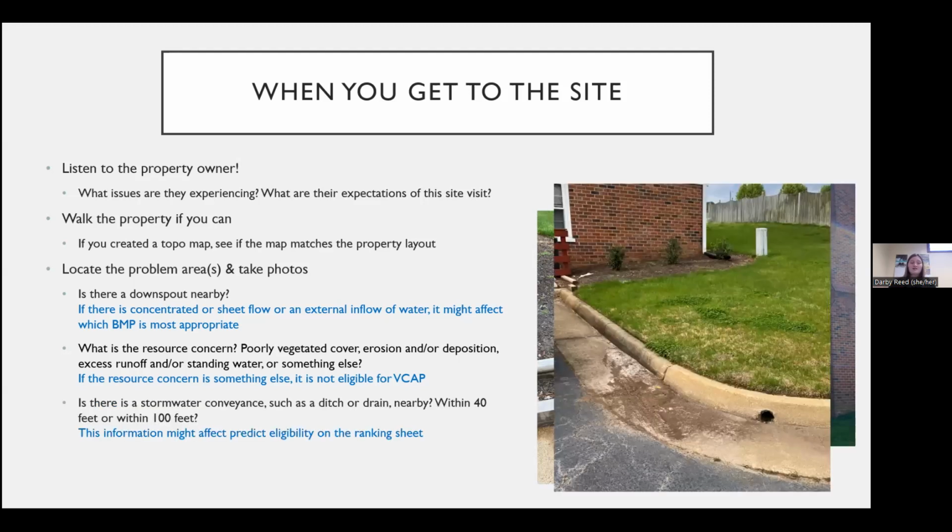Also, look for a stormwater conveyance, such as a storm drain or ditch nearby. Is it within 40 feet? Is it within 100 feet? Again, that information might affect project eligibility on the ranking sheet. So for example, because the water in this problem area flows to a storm drain within 40 feet, this project would receive an extra 20 points on their ranking sheet. Once you have all this information, you can look at determining which BMP might be most suitable for the issue.